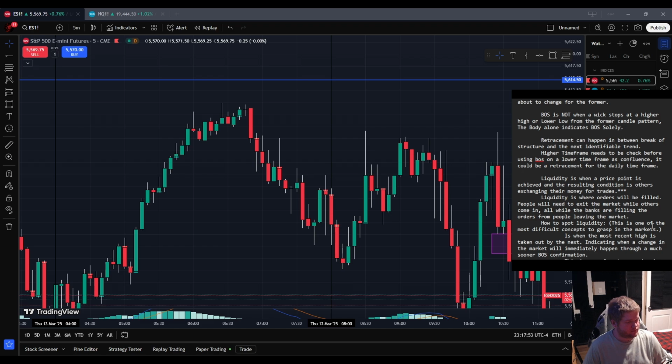Next is going to be equilibrium. Equilibrium is going to be another continuation confluence, and then SMT is a confirmation confluence. And then from there, we'll be able to put all of this together and teach you how to take profitable trades. I'm super excited.